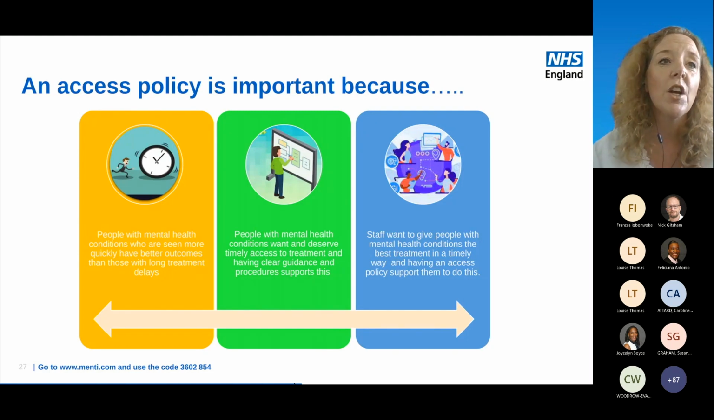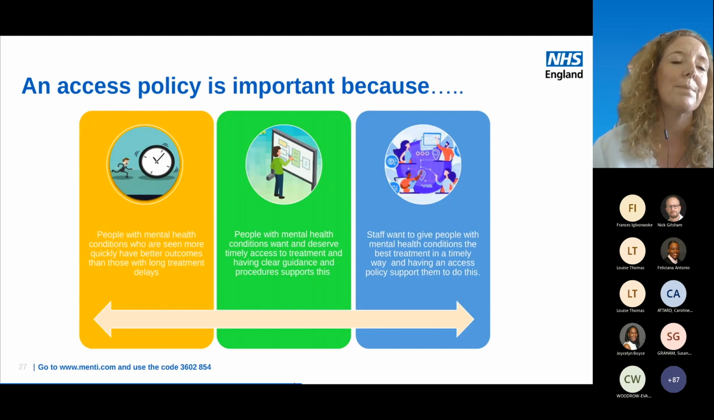So put simply, we know that people with mental health conditions that are seen more quickly by the right people have better outcomes than those experiencing long treatment delays. We also know from feedback from patients that people with mental health conditions want and deserve timely access to treatment, and having clear guidance and procedures on this would support that. We know from feedback from staff that they want to give people the best treatment in a timely way, and having access to an easily understandable policy that helps them navigate all those interrelated processes supports them in doing this.